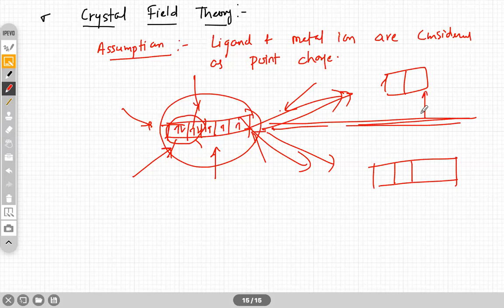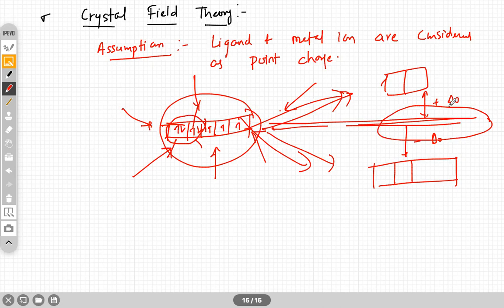This will increase energy, giving some positive value of delta O and some negative value of delta O, so that the average energy will be maintained. Like this, that splitting takes place. So this is what actually happens in the coordination complex. And this is crystal field theory.